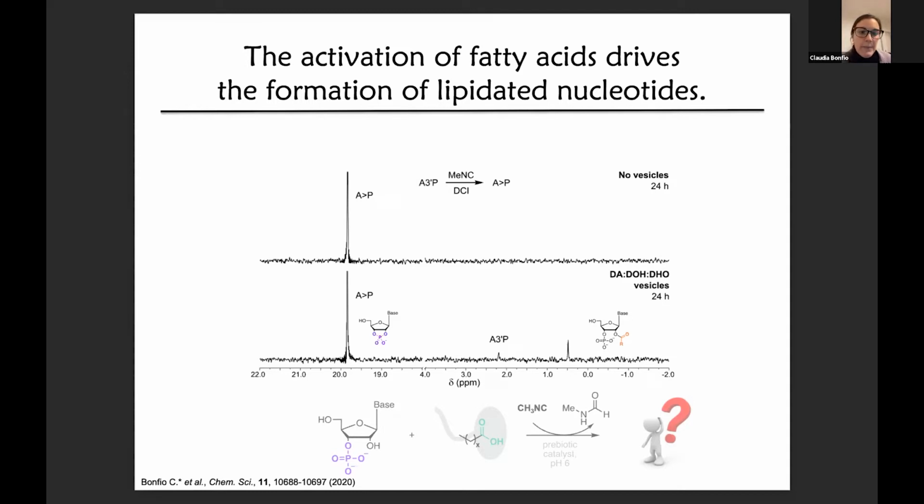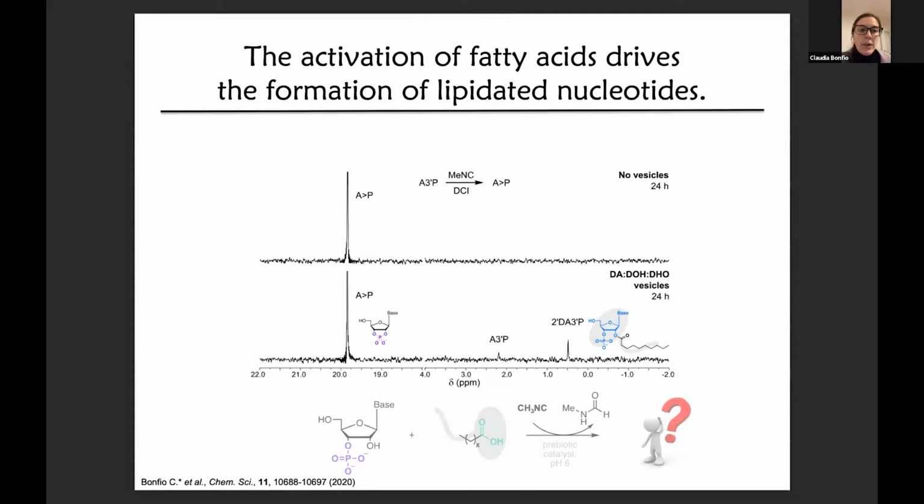acylated nucleotides. Now, what kind of acylated nucleotide are we talking about here? If you look at the next slide, you can see that the molecule that we have here is, of course, a nucleotide, but now it has a relatively longer acyl chain, and this acyl chain is hydrophobic.